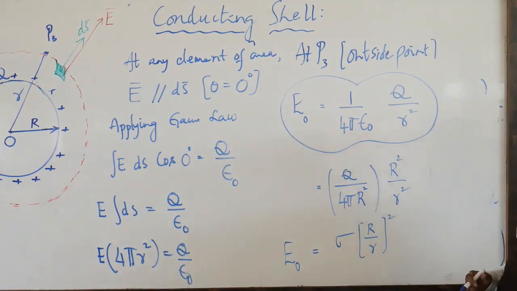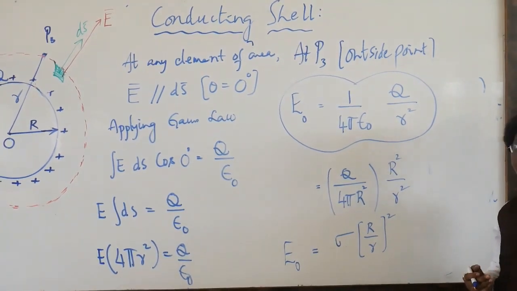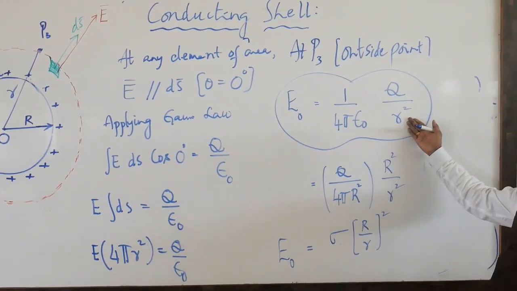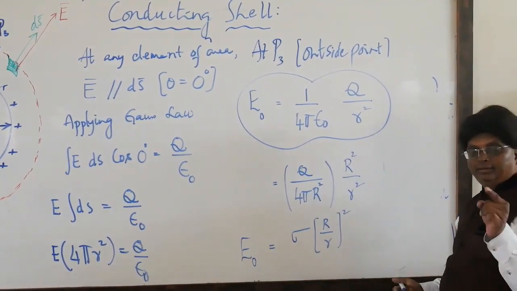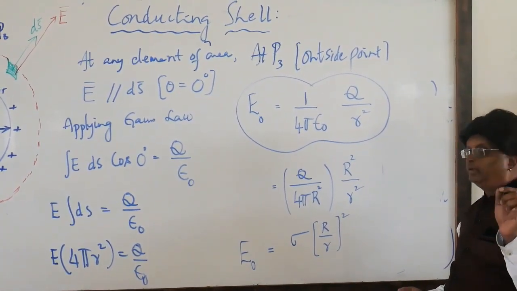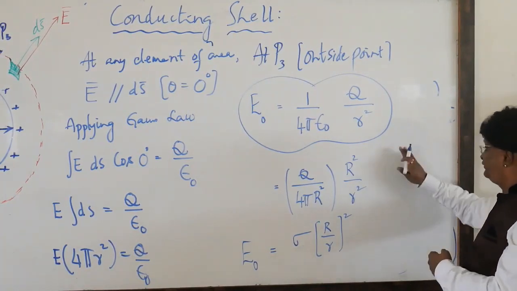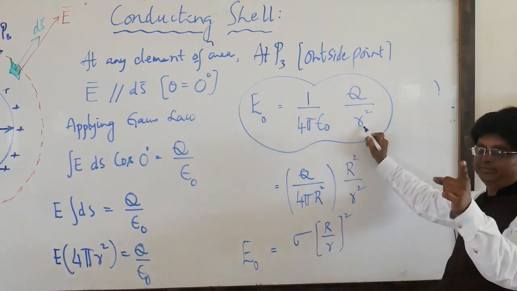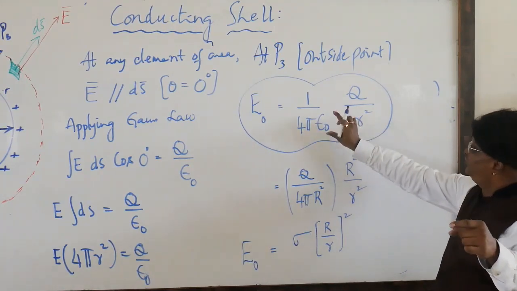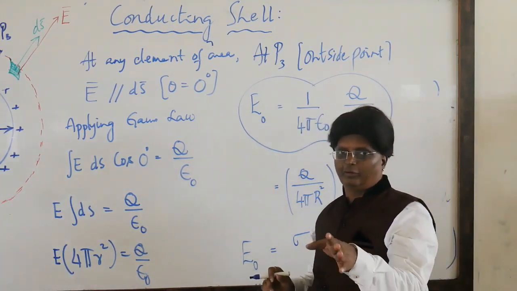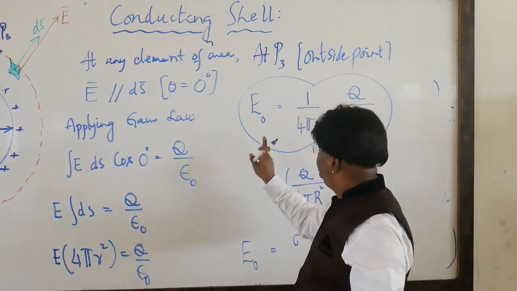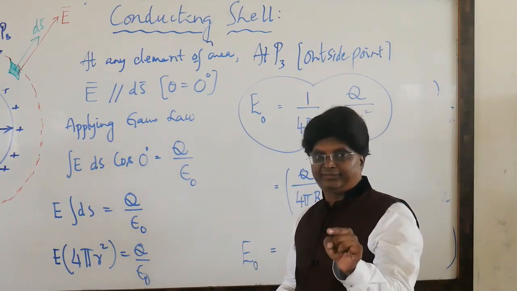Now the point is, we have all the three results. Inside point the field is 0, outside point we have given the expression, and remember surface point also we have given. When you look at all these three expressions, one thing is clear. Here small r is greater than capital R, remember. Therefore this E_O is less than E_S, a common sense thing that we have shown. E_O is less than E_S.